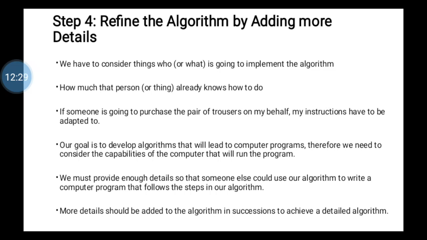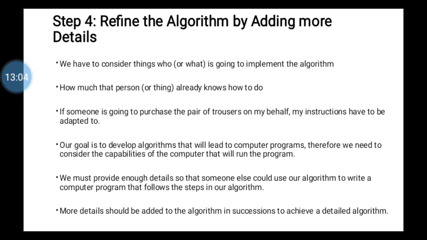Don't forget, this refinement doesn't have to be done in a single step. As a matter of fact, oftentimes your refinements can go in 4, 5 stages. Once you have a high level algorithm, the subsequent steps will spill over into multiple stages. This part is highly technical. How much does the person or thing already know how to do? If someone is going to purchase the trousers on my behalf, my instructions have to be adapted to that.